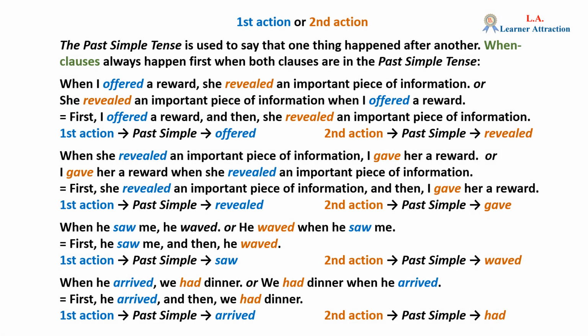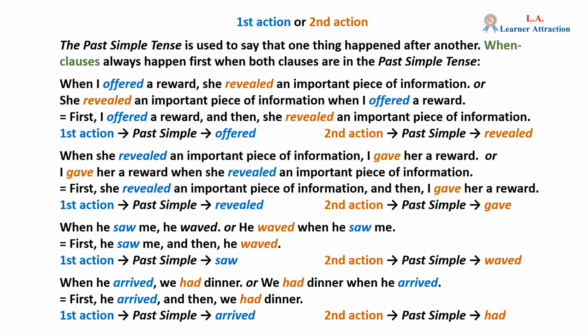First action or second action. The past simple tense is used to say that one thing happened after another. When clauses always happen first, when both clauses are in the past simple tense. When I offered a reward, she revealed an important piece of information. Or, she revealed an important piece of information when I offered a reward. Means, first, I offered a reward, and then, she revealed an important piece of information.